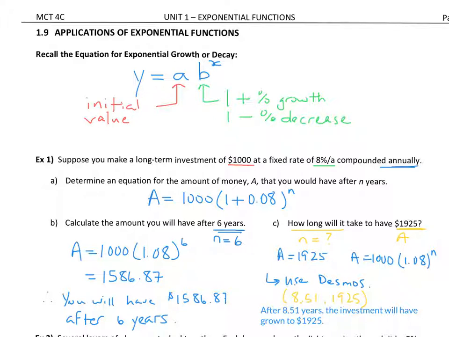Again, you could use guess and check or trial and error to find the value of n that would make the a value actually equal to 1925 or close to that.